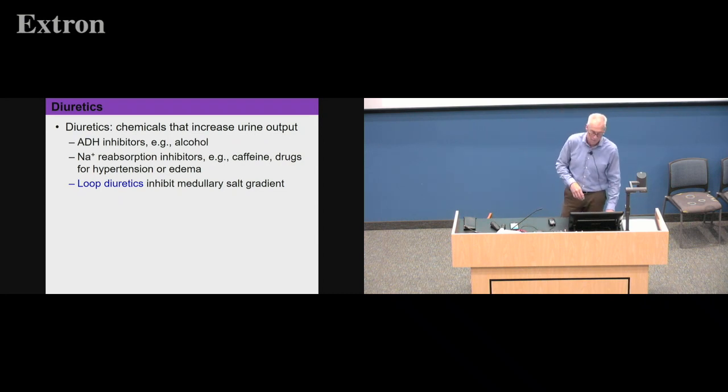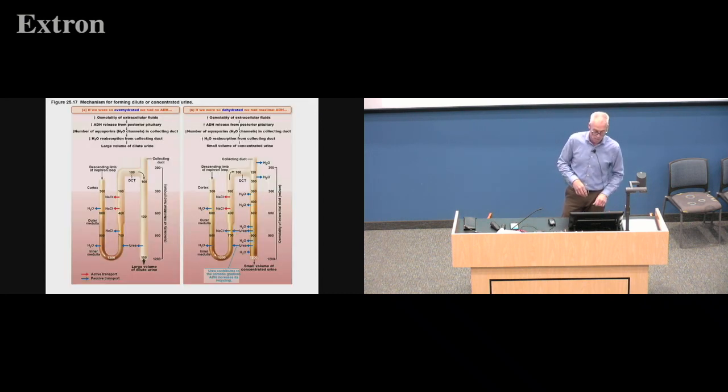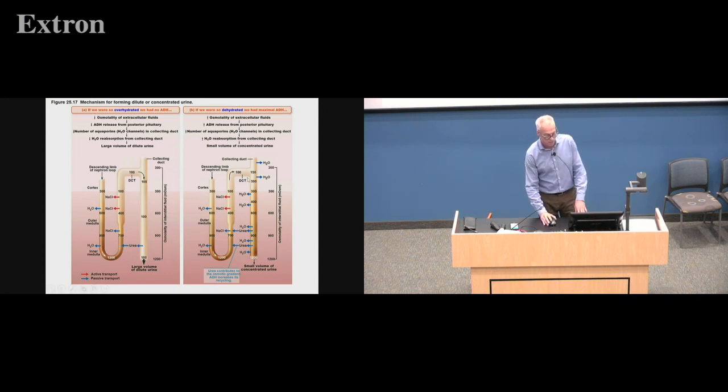a loop diuretic. And to understand what a loop diuretic does, we should quickly review how the kidneys concentrate urine, something we looked at last time. And over here on the right side, we remember that the filtrate, as it rises up from the thick ascending limb of the loop of Henle into the distal tubule, is very dilute.